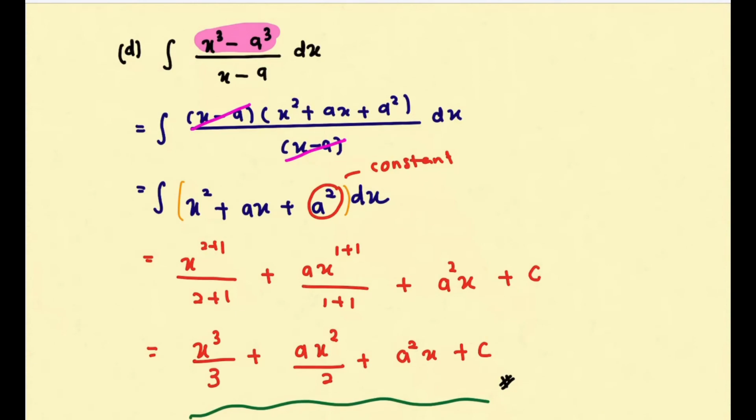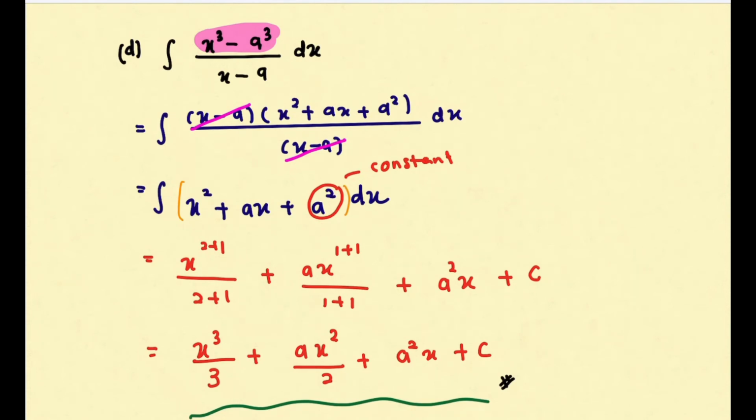Now let's focus on question D. We have the integral of x cubed minus a cubed over x minus a, dx. So now, in order to simplify this first, let us factorize x cubed minus a cubed. This is just x minus a, and the other factor is x squared plus ax plus a squared, over, and write back x minus a, dx. So we can see that we have a common term, let us cancel it out. So now you are left with integrating your numerator only. Take note that a squared is your constant.